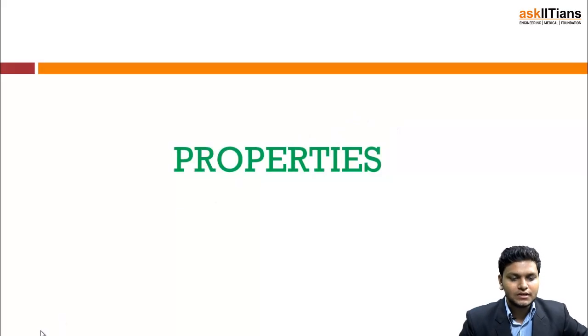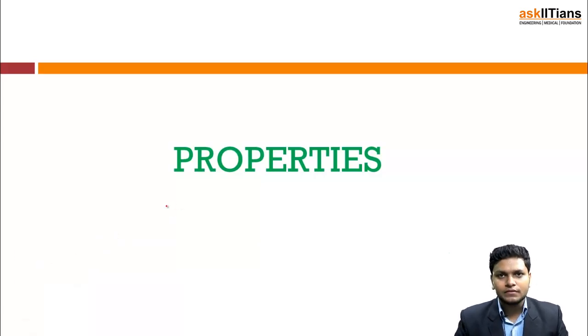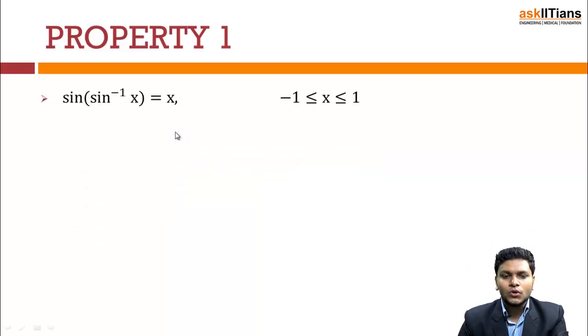So let's start. Although we have seen the graphs and the other things in inverse trigonometric functions, properties are the most important and integral part of inverse trigonometric functions, because they help us in dealing with questions, and they help us in understanding the core of the problem. So let's start. The property number one that we're going to have is sin inverse of sin x equals x, considering the fact that I have x in the range of -1 to 1.